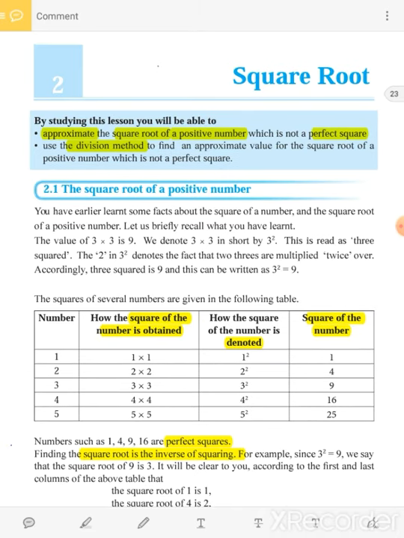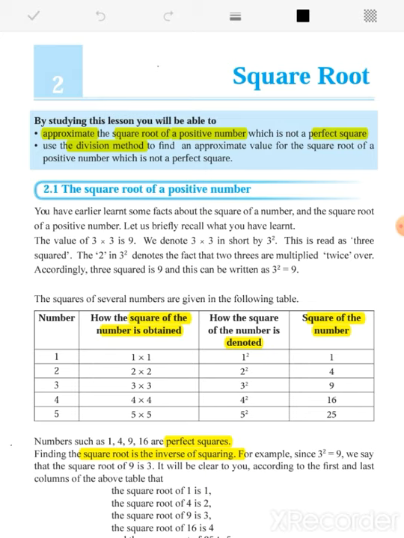Here we have two objectives. First one is approximate the square root of a positive number which is not a perfect square. So here I have highlighted three keywords. The first one is approximate. Approximate means something is closer to the exact one but that is not equal to the exact one. Then square root of a positive number, so that's what we are going to learn, so don't worry about that keyword. And perfect square, what do you mean by perfect square?